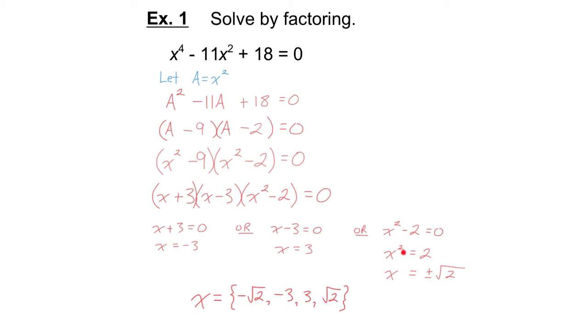So anytime you take the square root to solve for x, make sure you take the positive and the negative square root. So my possible values for x to solve this original equation is x can be negative square root of 2, or it can be negative 3, or it can be positive 3, or it can be the positive square root of 2. They will all give you a correct answer.